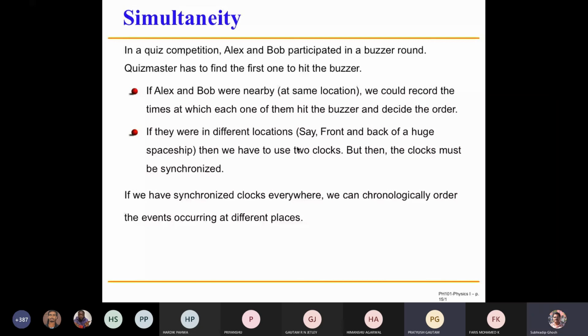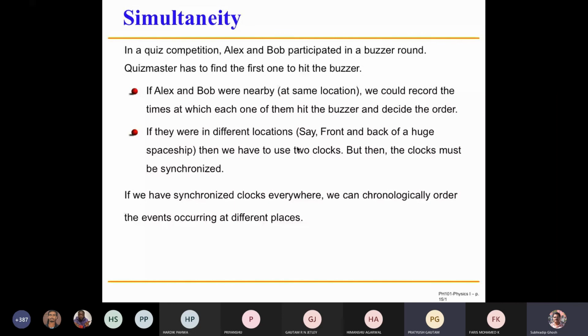So if synchronization of clocks is possible, then we can chronologically order the events, that is, which has occurred first. Now, how do we synchronize clocks? What do we mean by synchronization? It means the simultaneous setting up of the clock based upon simultaneous arrival of some signal. Okay? So, what is the best way of synchronizing clocks?